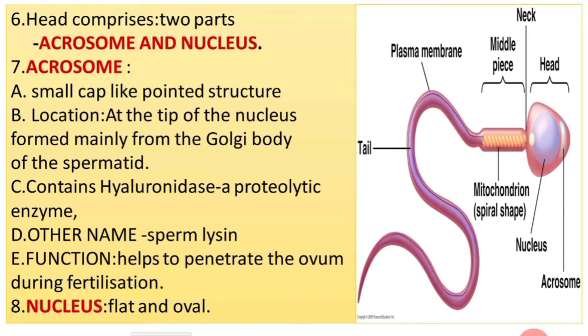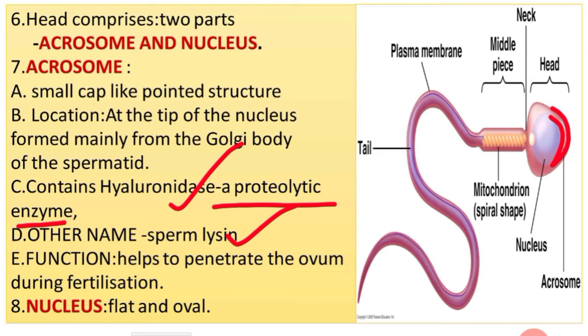Move on to the topic. Then point number C. The acrosome contains hyaluronidase, a proteolytic enzyme, otherwise named as sperm lysine. Hyaluronidase is a proteolytic enzyme. It is otherwise named as sperm lysine.